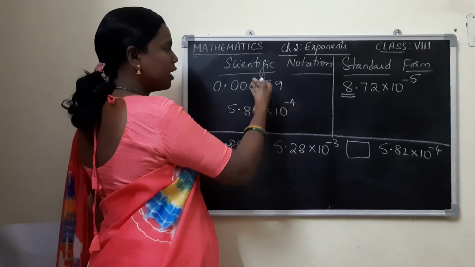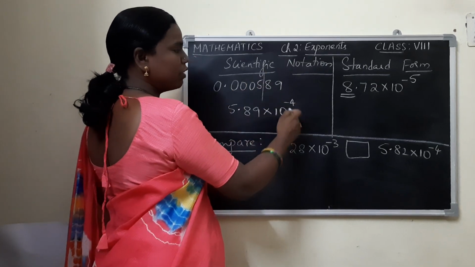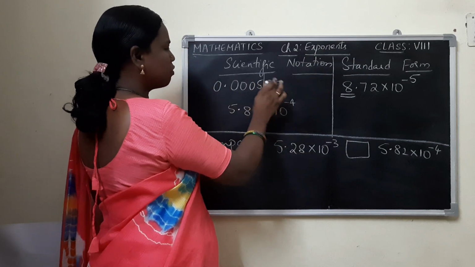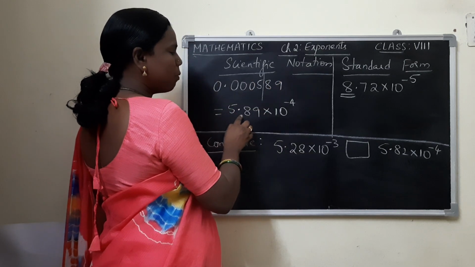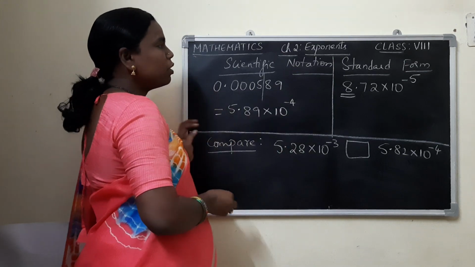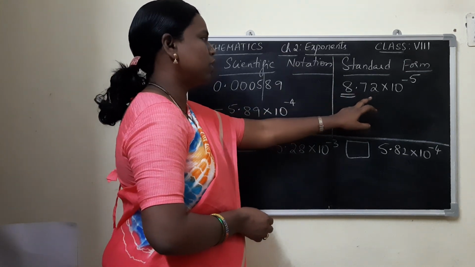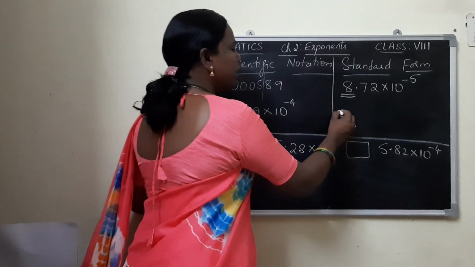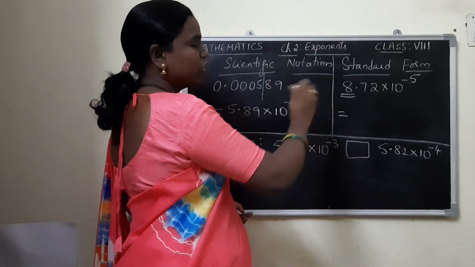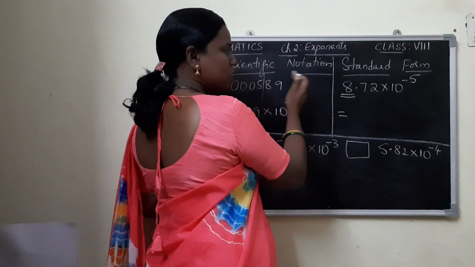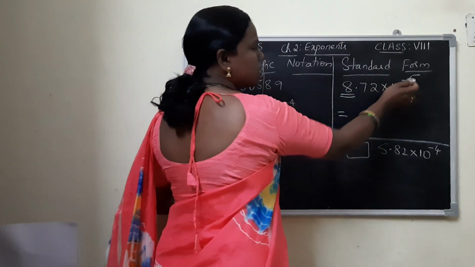When we are moving, it will be written as a division. So when we take it to the numerator, it will be minus 4. So the scientific notation of the given problem is 5.89 into 10 to the power of minus 4. Now this is already in scientific notation. Now we need to change this to standard form. We need to do just the opposite of it. So we need to move 5 places towards the left side since it is minus.